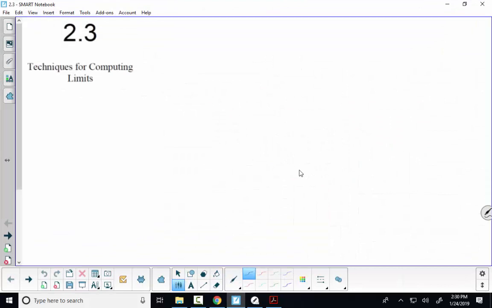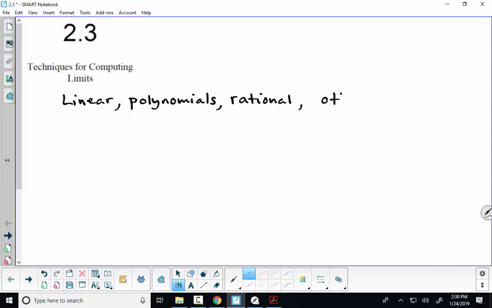So in 2.3, we'll look at techniques for computing limits. And really, we're just looking at an array of functions in this section: linear functions, polynomials, rational functions, and then we'll just say other.